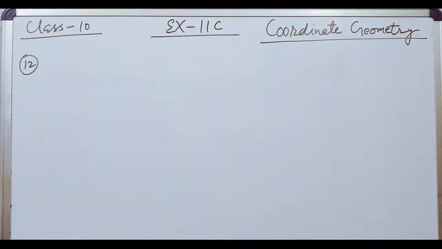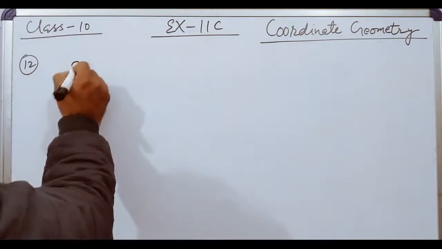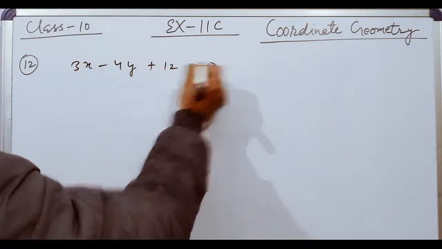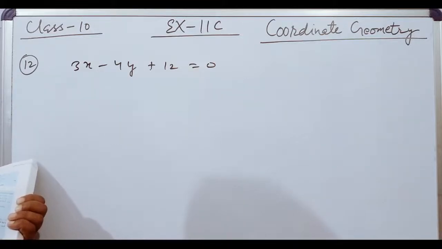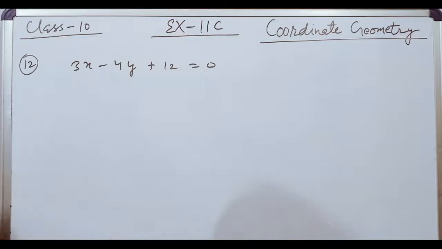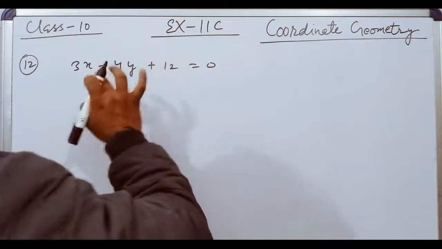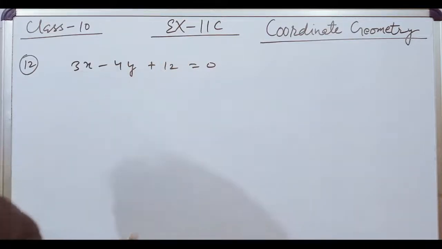Okay, dear students, now question number 12. A line 3x minus 4y plus 12 equals 0 meets the x-axis at point P. Find the equation of the line through P perpendicular to the line 3x plus 5y minus 15 equals 0. First, we have to find the coordinates where this line intersects the x-axis.